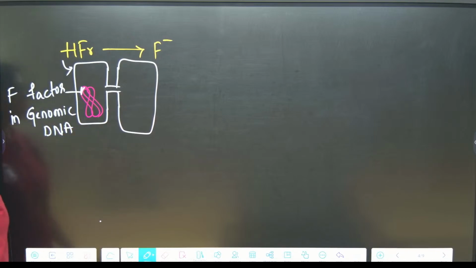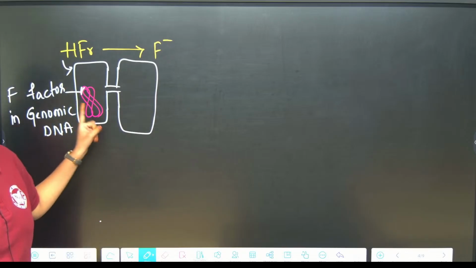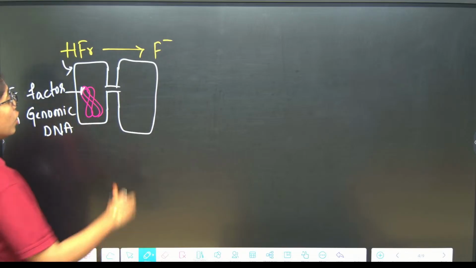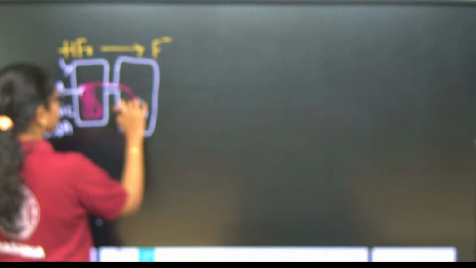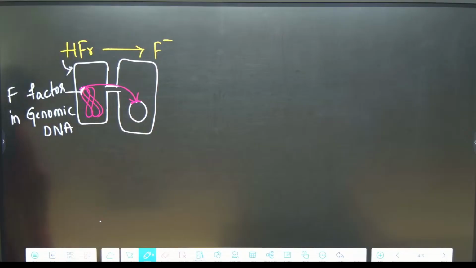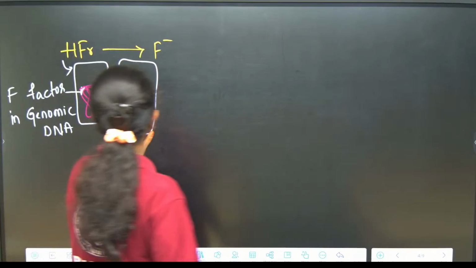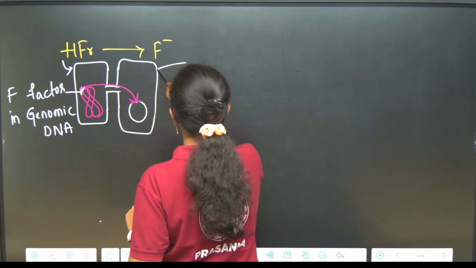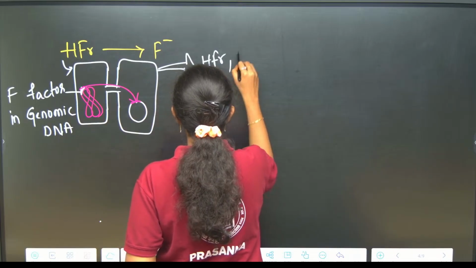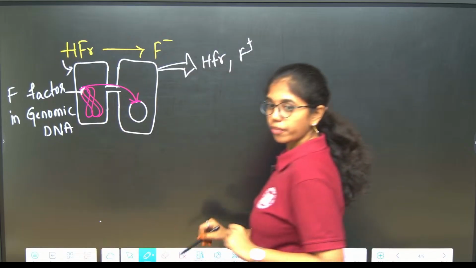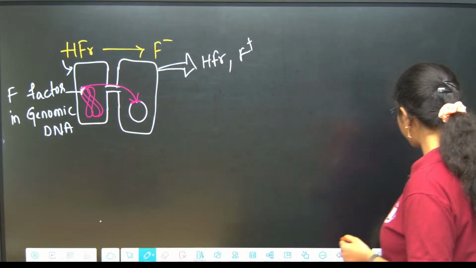Fine. This F factor is being transmitted from genomic DNA of HFR strain to plasmid DNA of F minus strain, like this. Okay. So, this will give out the products, those are HFR and F plus strain. Fine, got it. So, these are the uses of what?